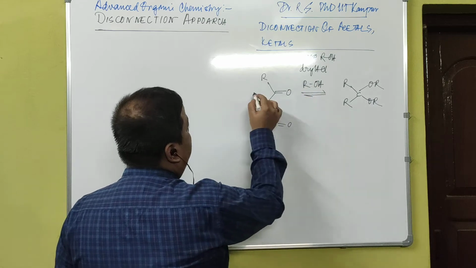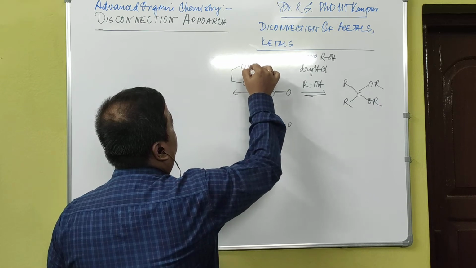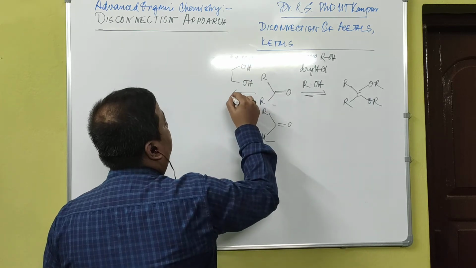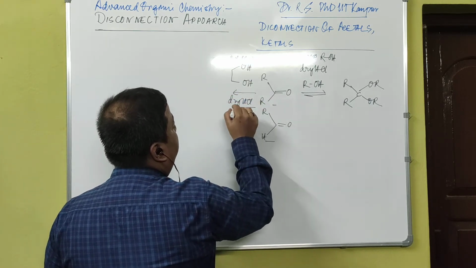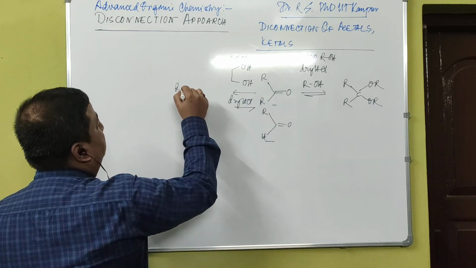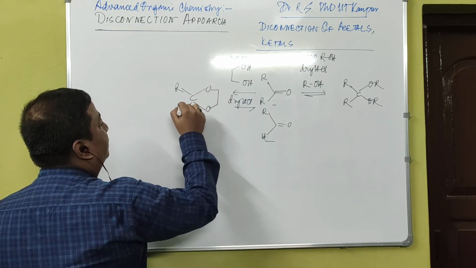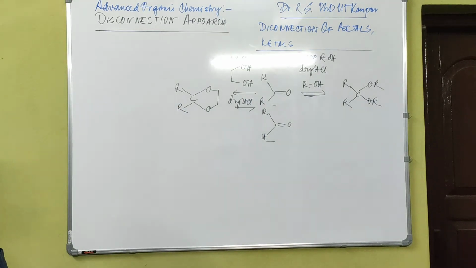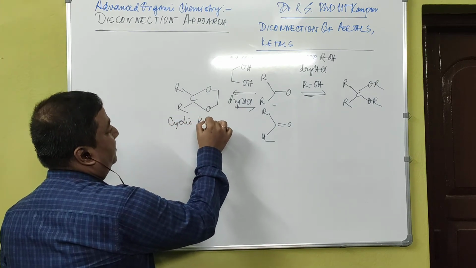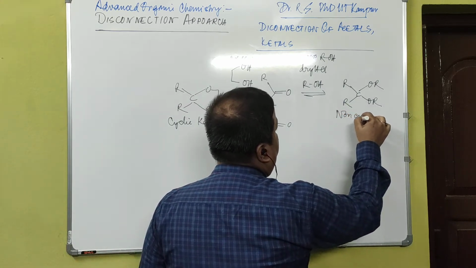So here it is, we have been given ROH. Now if I give you something like that, okay, and this is in excess amount, again dry HCl, all right, so I can say I will get something like this. Okay, so this is obviously cyclic ketone, and this is non-cyclic ketone.